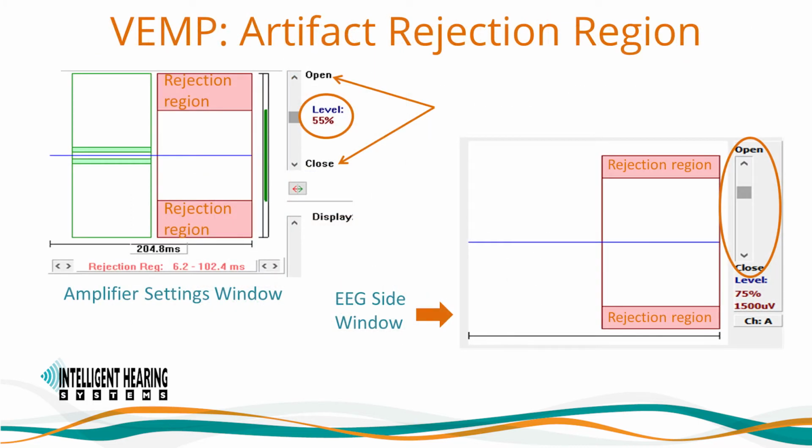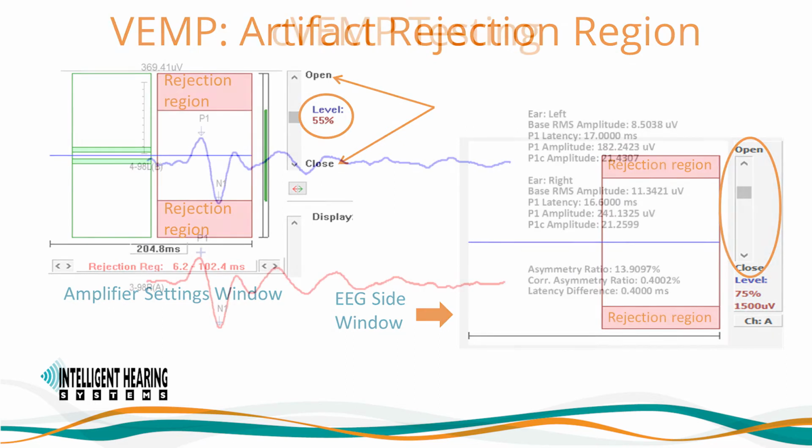By using the open-close scroll bars or arrows, the user selects the percentage of amplitude range, based on the gain value, that will be accepted. Any incoming signal within the white area and meeting the VEMP acceptance amplitude range will be accepted, while a signal within the red area will be rejected.